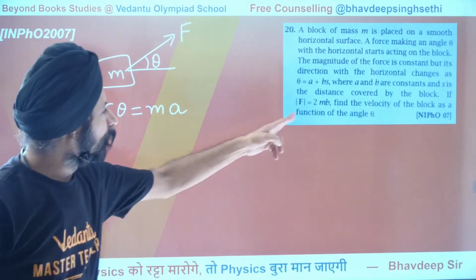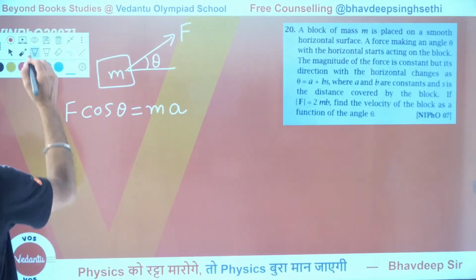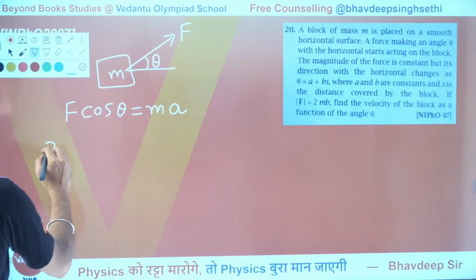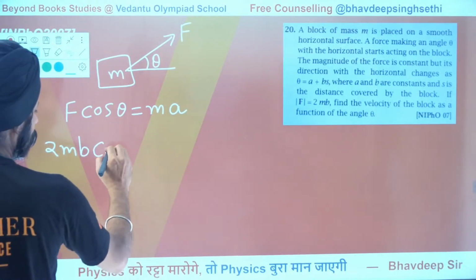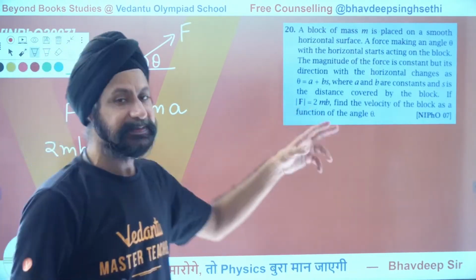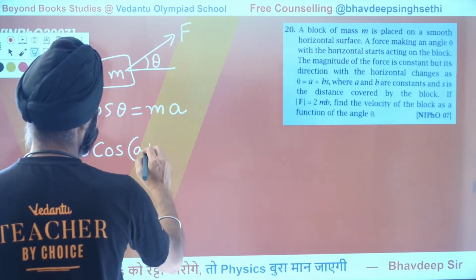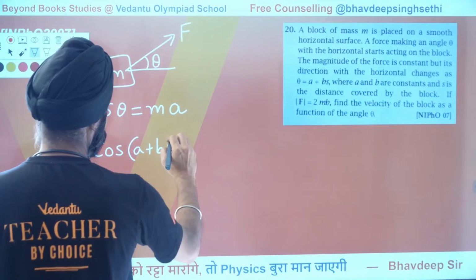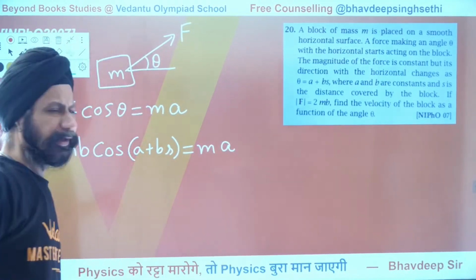Now, what is force? Force is 2mg newtons, right? So the direction is changing, but the value remains the same. So I can say 2mg. Now, cos of what? Cos of theta. But theta is a variable. It is a plus bs. It changes with the position. Force is equal to mass times acceleration. Now there are too many variables here.